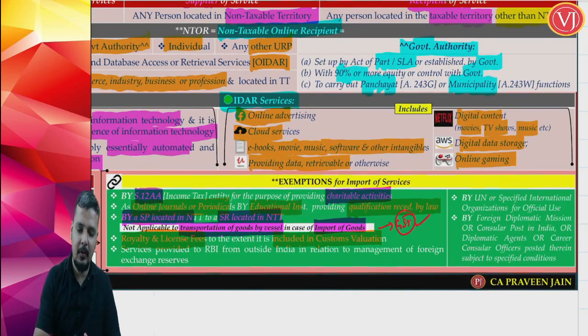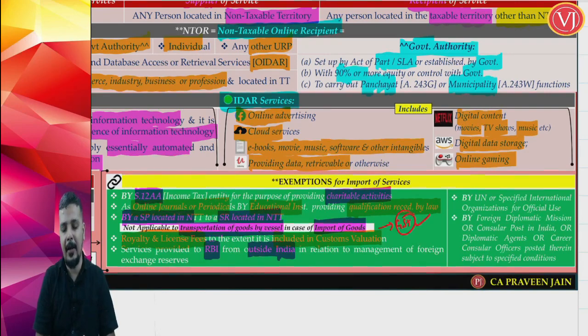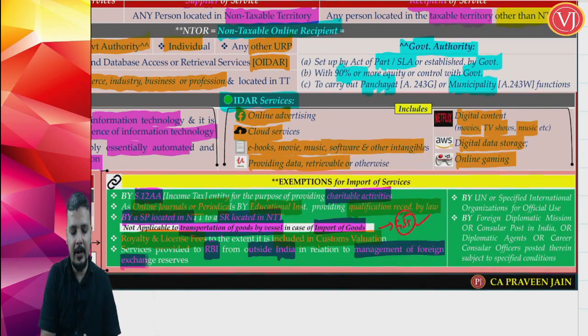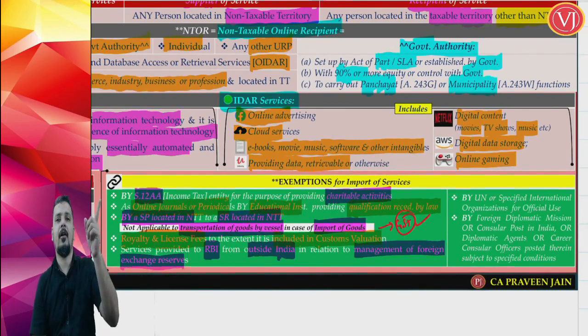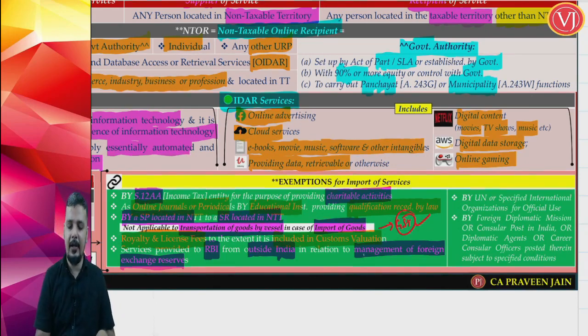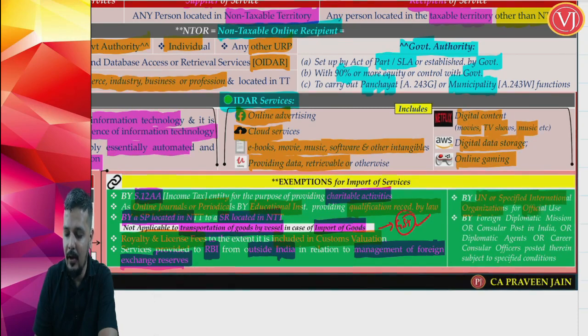Next, you are talking about services received by RBI from where? From outside India. Supplier is outside India, recipient is RBI in relation to management of foreign exchange reserves. Next ones, you are talking about the services received by United Nations or specified international organization for official use. United Nations or international organization for official use.